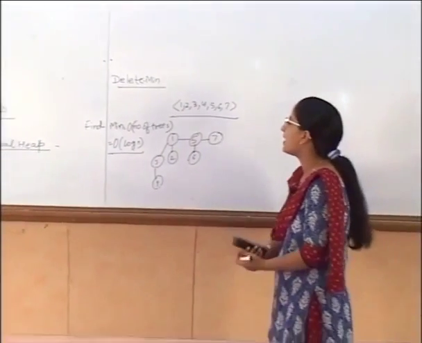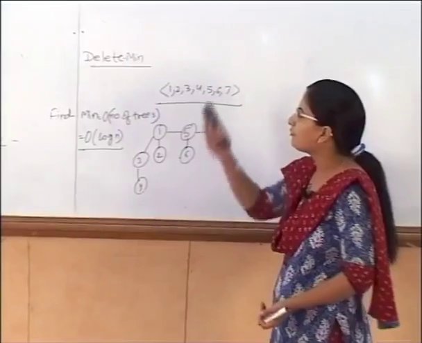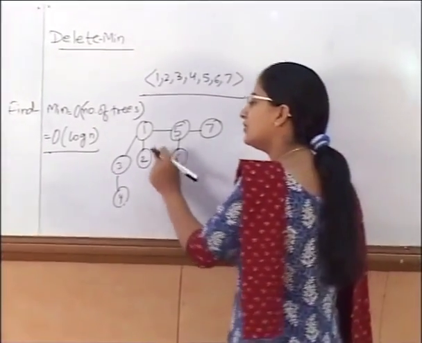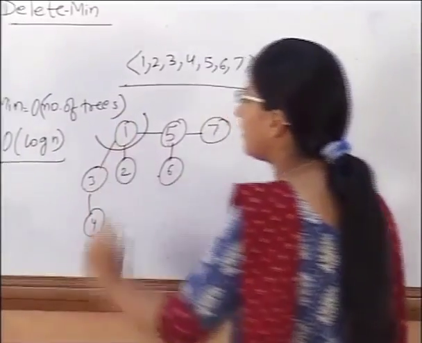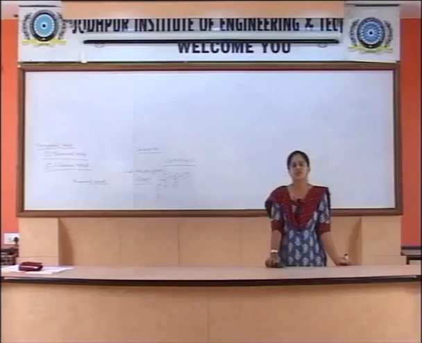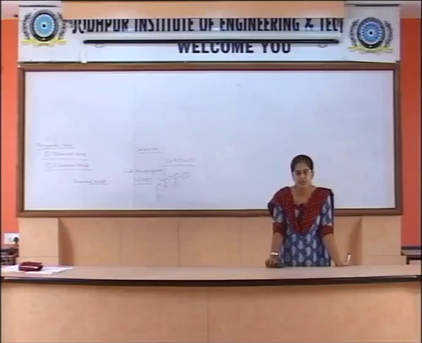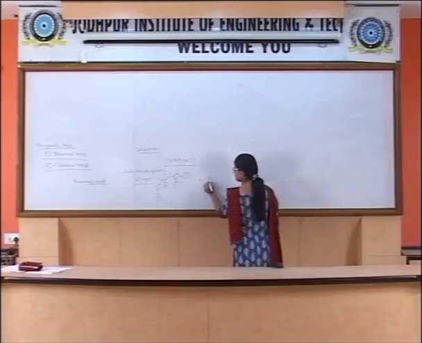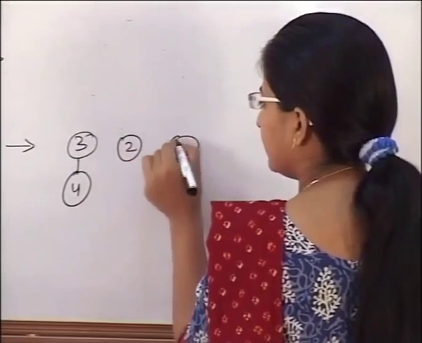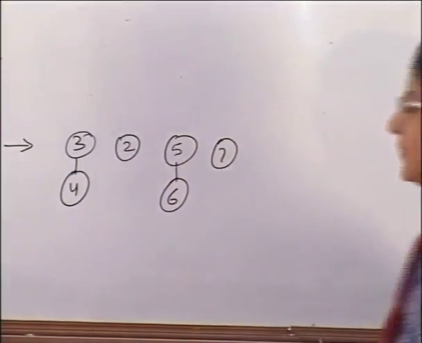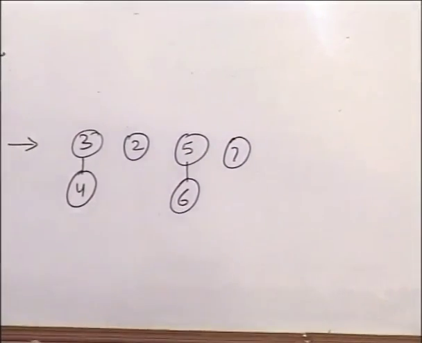Now we have this binomial heap. I want to delete the minimum. I find the minimum, that is 1, after tracing all the trees. Now I want to delete this minimum value 1. After deletion or extracting this minimum value, the resultant will be these binomial trees.